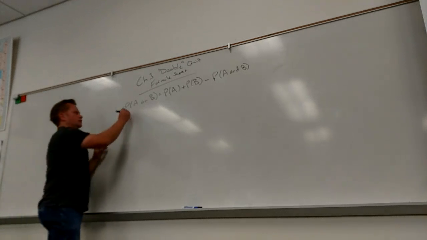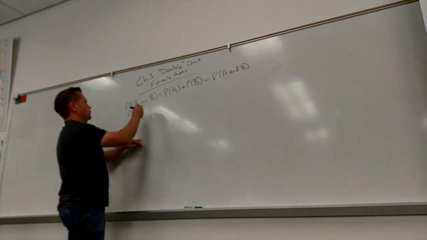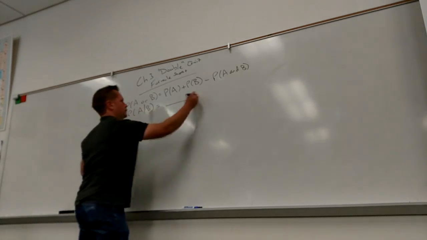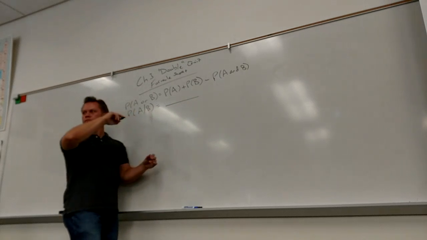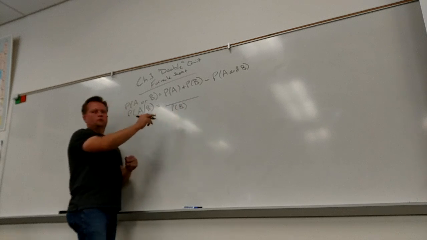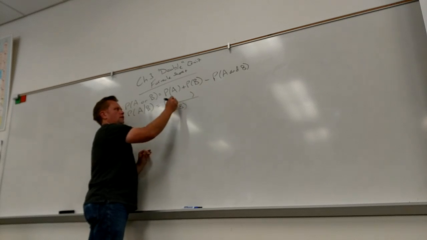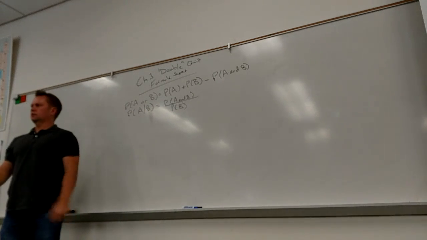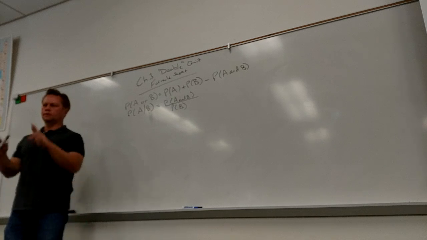And then what about A given B? You write it the way you'll see it. Divide what? What goes on the bottom? Yeah, the given. Whatever's here, that's going to go on the bottom. And what goes on the top? A and B. Like, if B happens, the only way you can be an A is if you're an A and B.